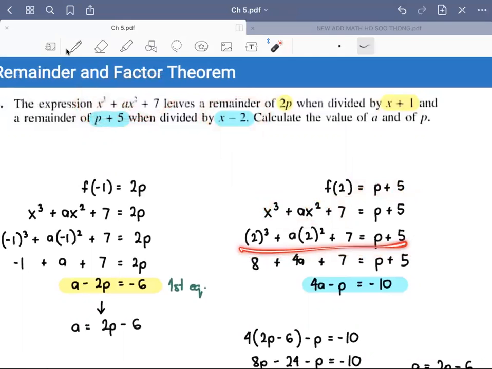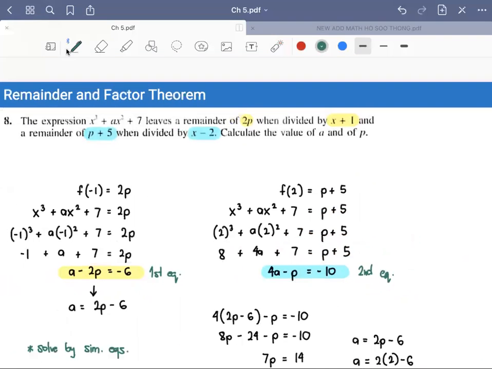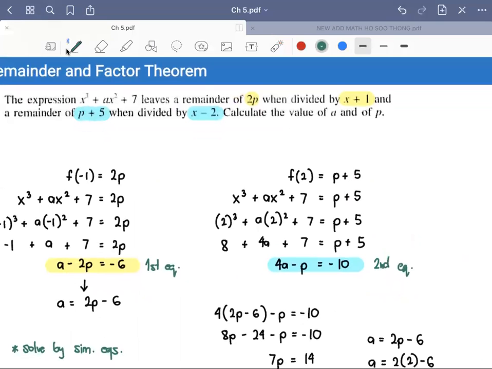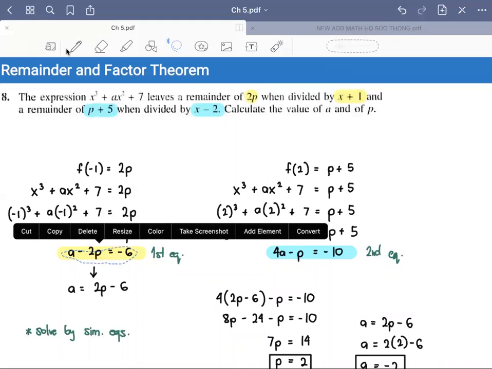And then simplifying this, you'll get 8 plus 4a plus 7 equals p plus 5. And then rearranging this, 4a, and then transpose p, and then this is 15. Put it here, becomes minus 15. So 5 minus 15 is negative 10. So therefore, this is my second equation.